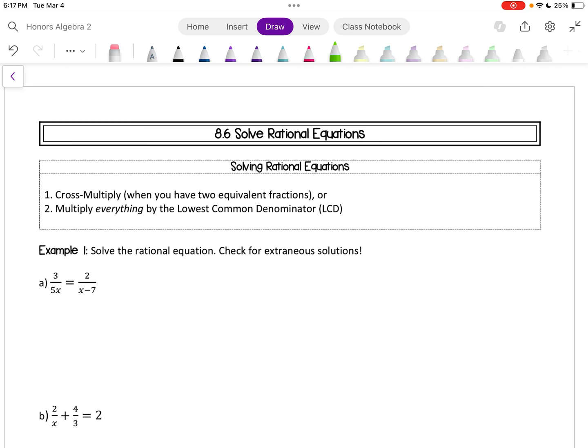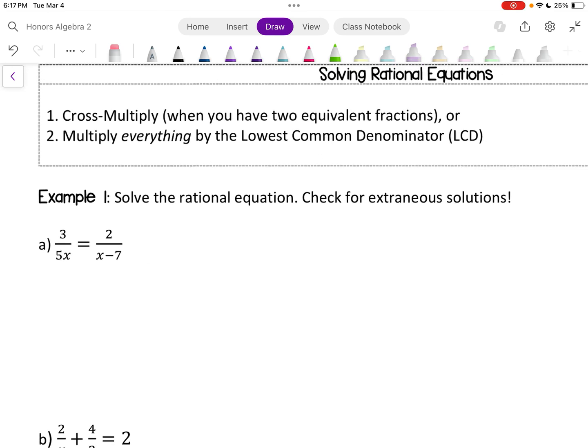Here is 8.6 solving rational equations, day 1. Okay, so when you can, cross multiply. And then when you can't, multiply everything by the least common denominator or the LCD. So I kind of mentioned this in class today for number 1, cross multiply. So we're going to do 3 times x minus 7. We're going to get 3x minus 7 equals 5x times 2 is 10x. Okay, then you distribute to 3x minus 21 equals that 10x.